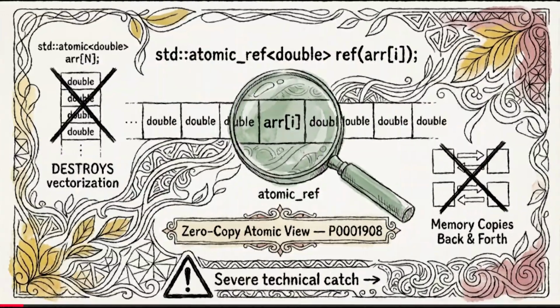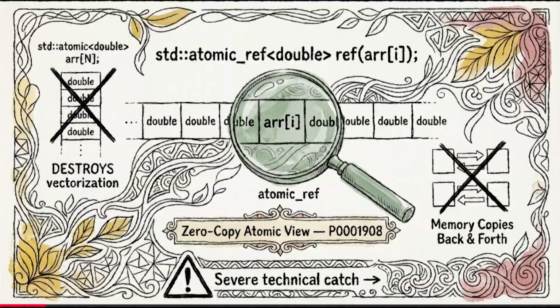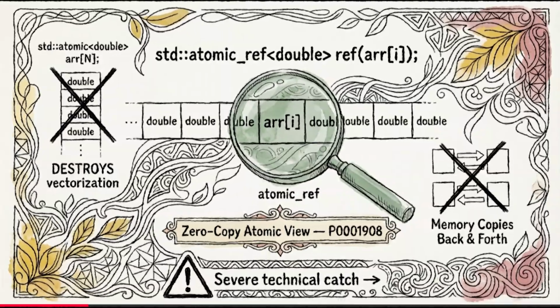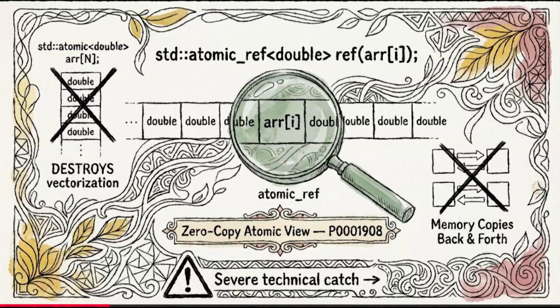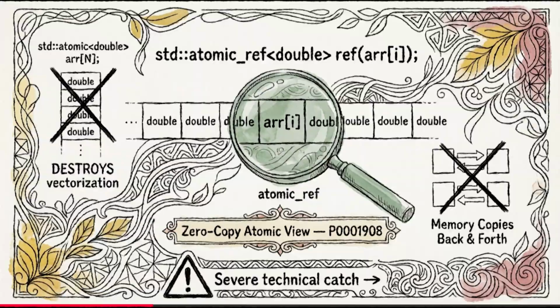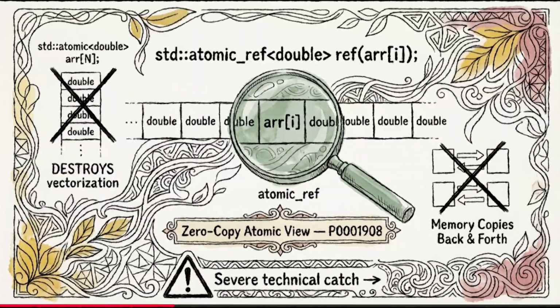Knowing those massive constraints, it's worth looking at the modern state of the standard. C++20 introduced a massive ergonomic improvement specifically for high-performance computing with proposal P0019R8. This brought us std::atomic_ref. Oh, this is a big one.